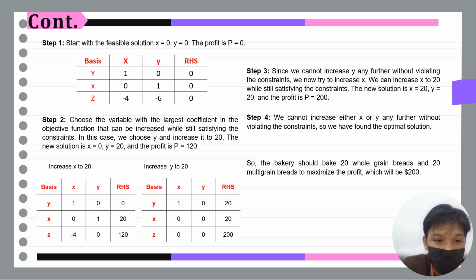Choose the variable with the largest coefficient in the objective function that can be increased while satisfying the constraints. In this case, we choose y and increase it to 20. The new solution is x equal to 0 and y equal to 20, and the profit is P equal to 120. As you can see here, we raise y to 20, which is equal to 120.